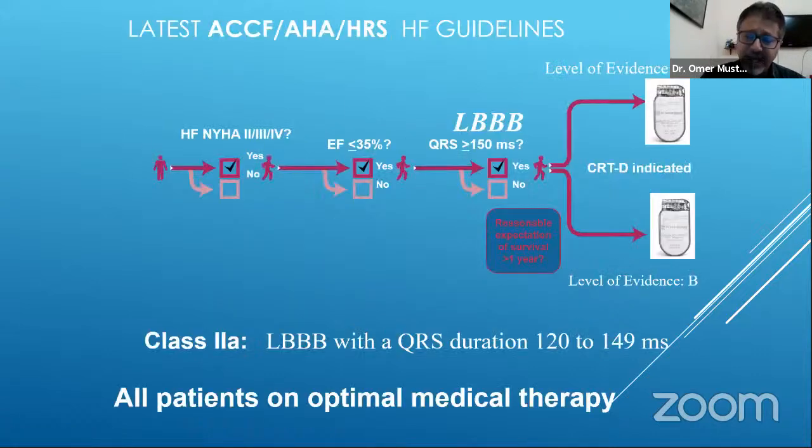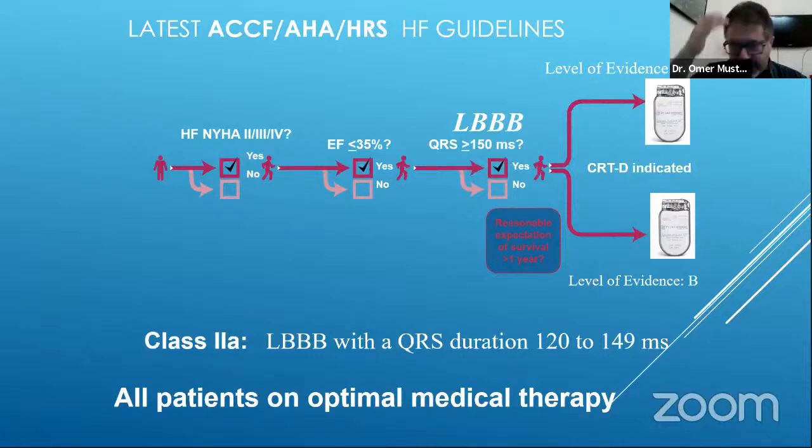So to prevent sudden death, the guidelines have been revised, and 2, 3, 4 have been added. Ejection fraction less than 35%, QRS more than 150. You have to go in for a CRT, and a CRT-D is indicated if life expectancy is greater than 1 year. So basically a CRT-D is for younger people.